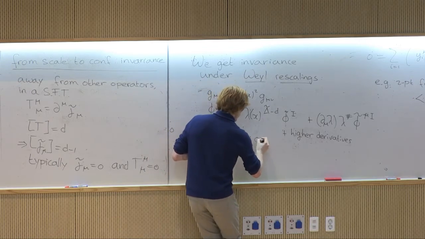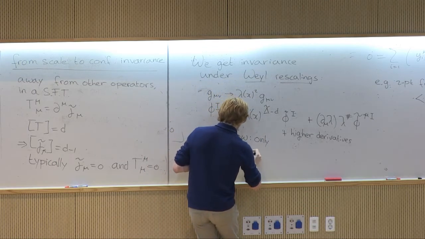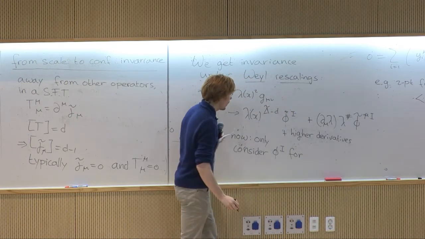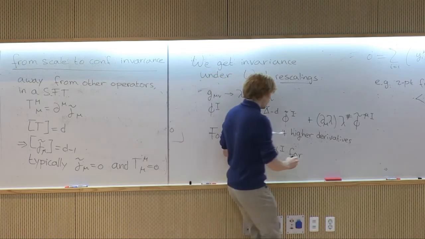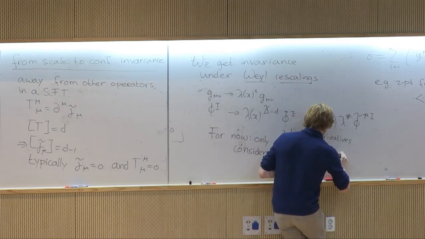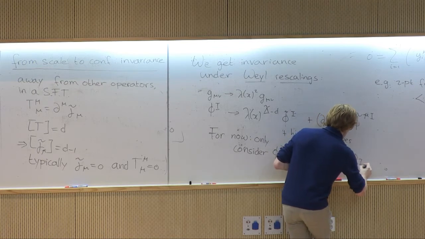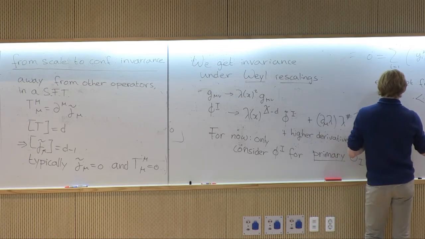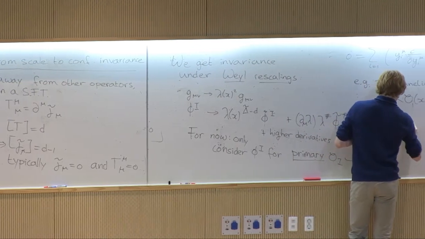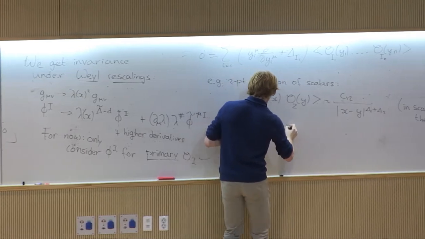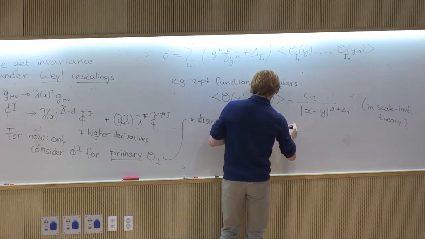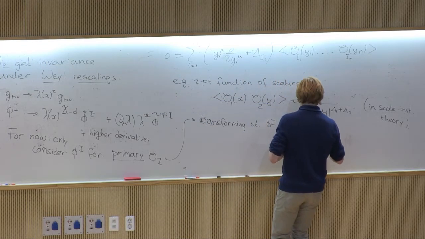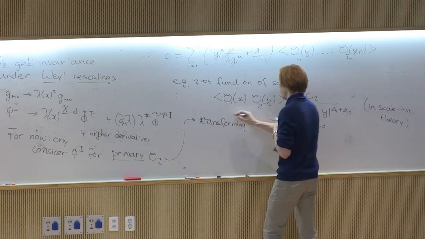So for now, we will only consider phi I for operators that have a special name, they are called primary operators. And which, by construction, are such that the corresponding source transforms homogeneously with some power delta tilde minus d.